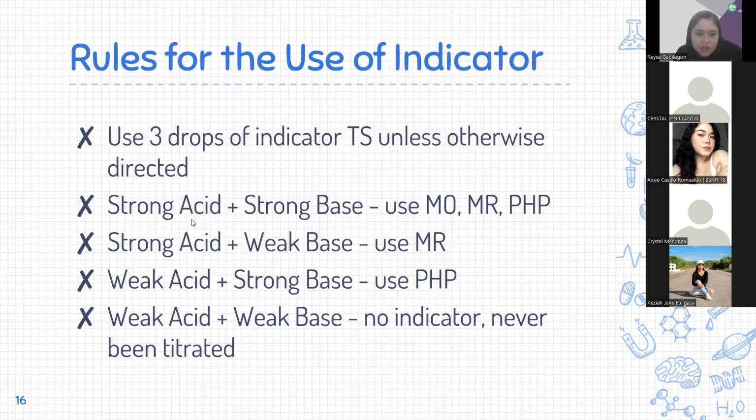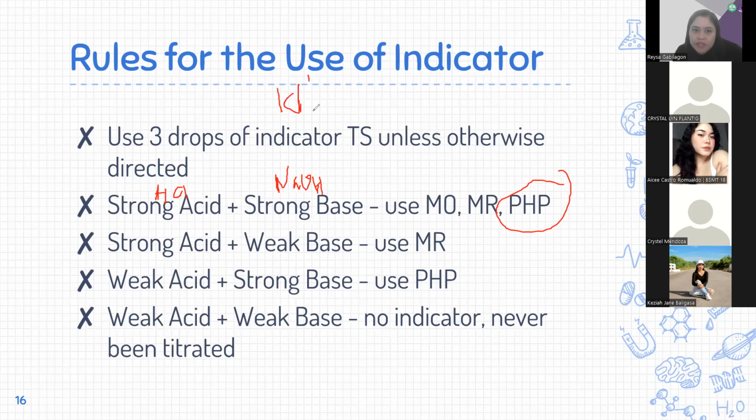Usually, if we titrate a strong acid with a strong base, we may use MO is methyl orange, MR is methyl red, and PHP is phenolphthalein. So just like in our experiment in the laboratory, we used HCl, and then we have the sodium hydroxide. Okay, HCl is considered a strong acid. Sodium hydroxide is also a strong base. That is why we use class phenolphthalein. Okay, phenolphthalein yon.